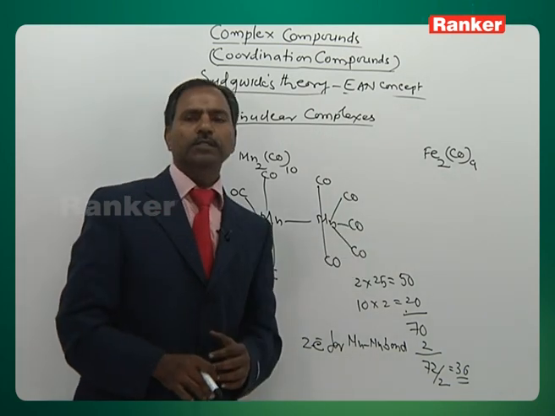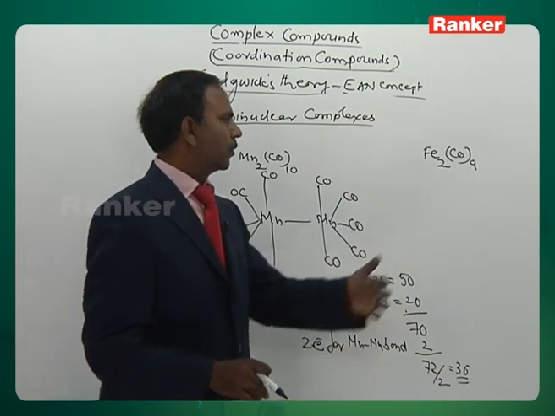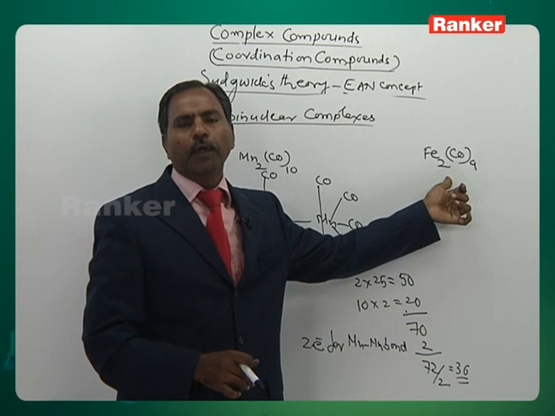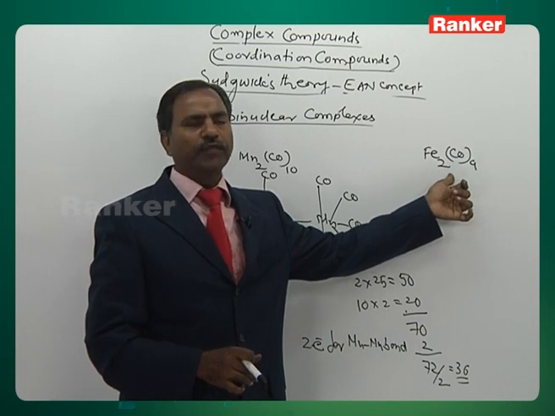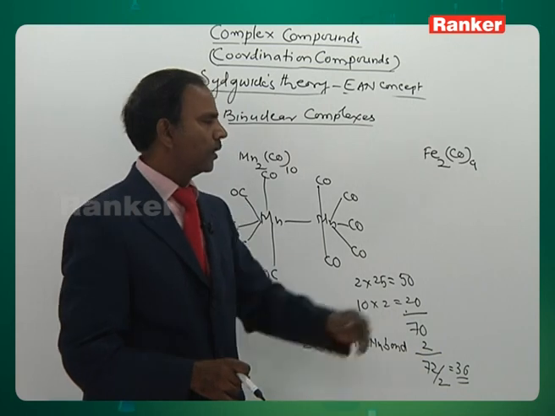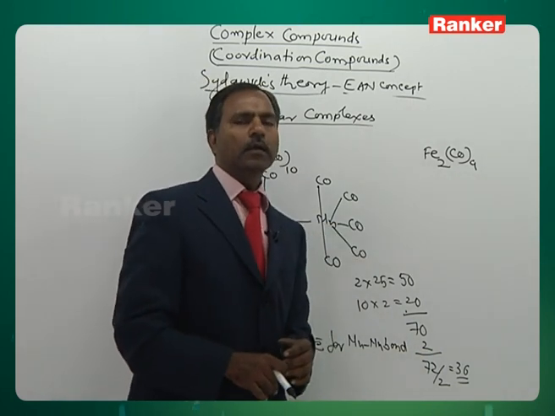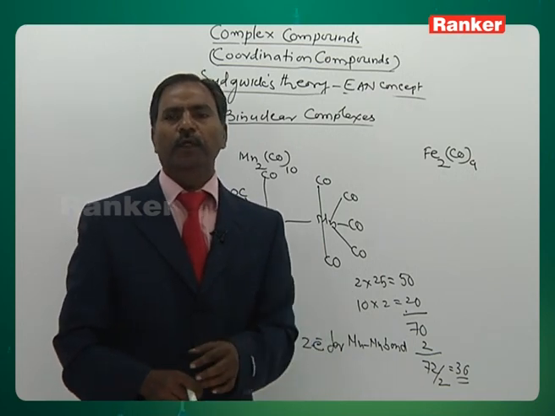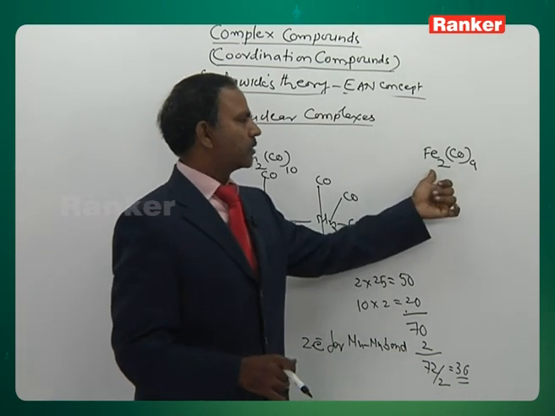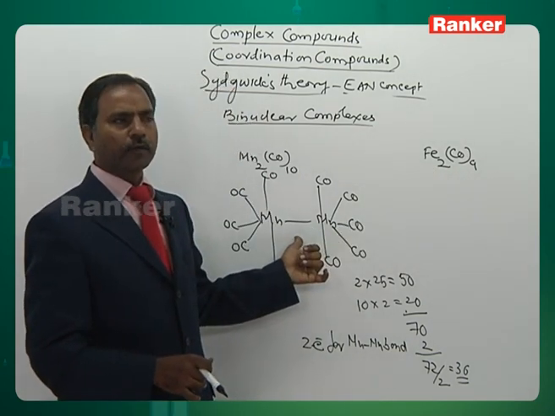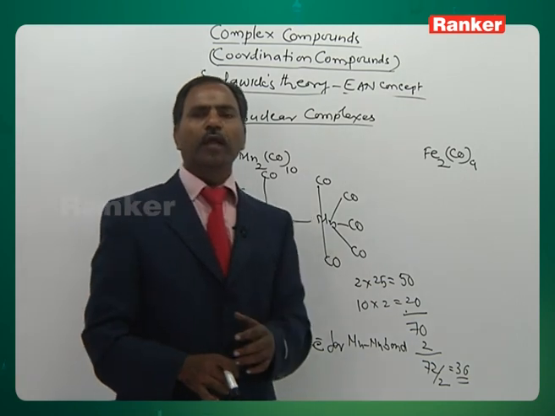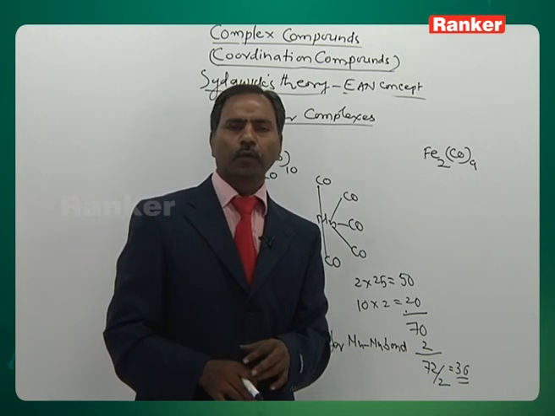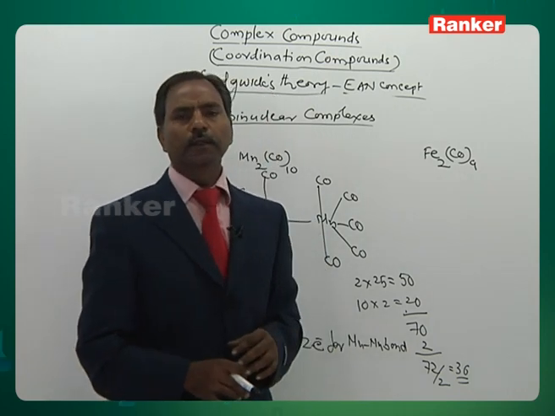Without knowing the structure of the complex also, we can calculate. See, two metal atoms, each has atomic number 26. 2 into 26, it comes to be 52. And 9 carbonyl ligands are there, 9 into 2, 18. 52 plus 18 again comes to be 70. And wherever two metal atoms are there, like this, a metal to metal bond is there, 2 more electrons have to be added. 70 and again 2 more electrons, total coming to be 72, by 2 equals 36.